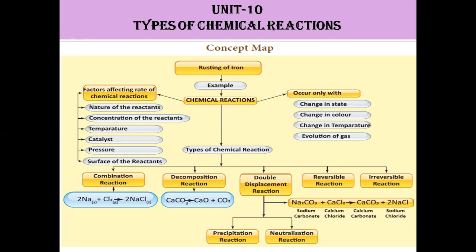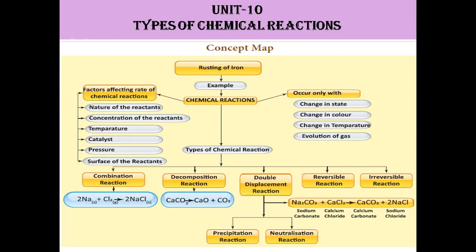chemical reactions. So, rusting of iron is one of the chemical reactions. What is meant by rusting? Already we know that. The iron reacts with air or moisture to form a reddish brown hydrated ferric hydroxide. This is the rust of iron. So this is also one of the chemical reactions.